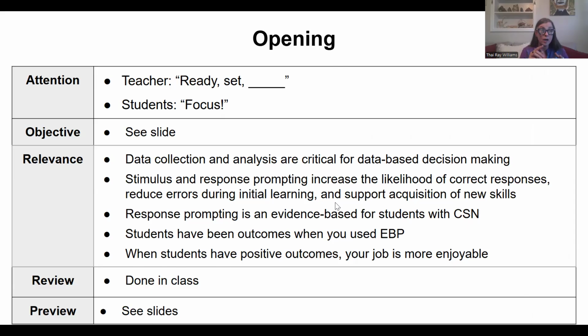Not only that, response prompting is an evidence-based practice for our students with complex support needs. So you know that when we're using evidence-based practices, we have better student outcomes. And again, when we have those better student outcomes, your job is more enjoyable. We'll do our review in class, and you'll do review throughout the video and with some of our in-class activities. And now I'm going to give you a preview after I share just a little bit more information with you.